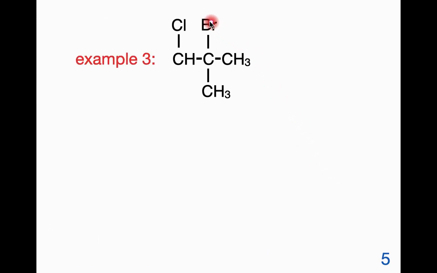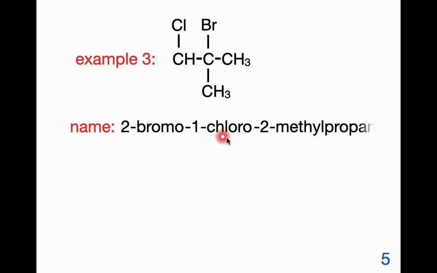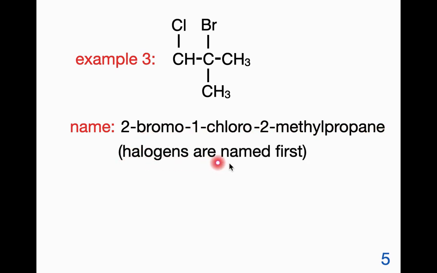Now for this, we have both halogens and an alkyl group. Now to name this, we're going to name the halogens first. So bromine and then chlorine and then the methyl. So the name is 2-bromo, 1-chloro, 2-methylpropane. We always name the halogens first.